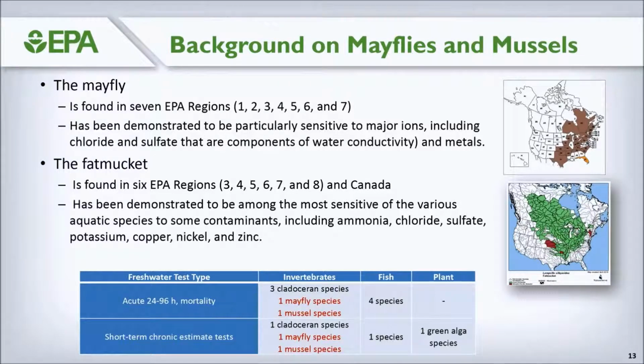So the idea would be that for the invertebrate testing, in the table below, we have what we might have for the acute mortality test. We would add a mayfly and a mussel. And then if we were to do the short-term chronic estimate test, we would also have a mayfly and a mussel. And this would allow us to have some taxonomic diversity and choices for an appropriate exposure.